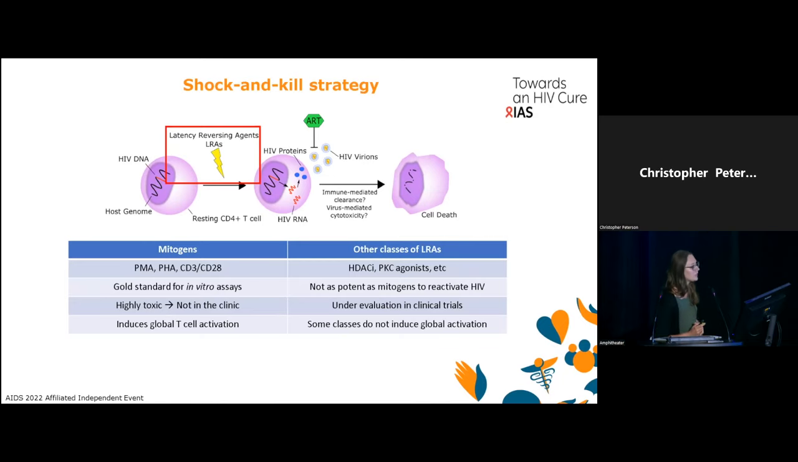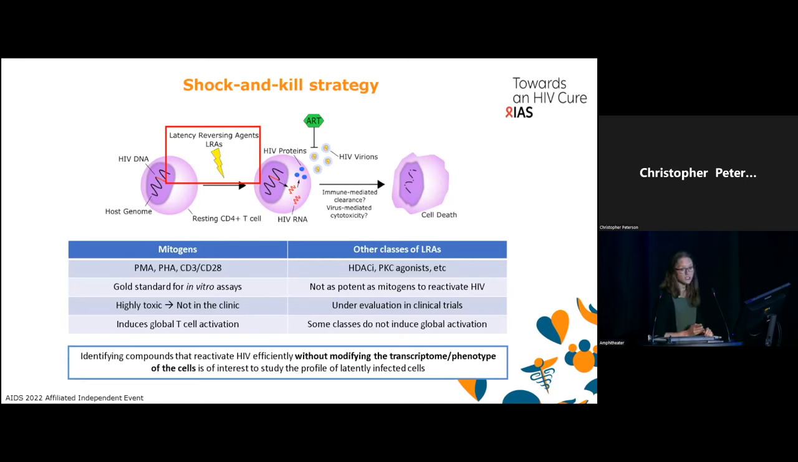So there are other classes of LRA that have been tested in vitro and in vivo for their capacity to reactivate HIV. And this is the case, for example, of HDAC inhibitors, PKC agonists, et cetera. They are not as potent as mitogens to reactivate HIV, but most of them or part of them are safe to be used in vivo, and they are under evaluation in clinical trials. And some classes do not induce global T-cell activation. So there is a real interest in the field of HIV to identify compounds that are capable of reactivating HIV very efficiently without modifying the transcriptome and the phenotype of the cells.